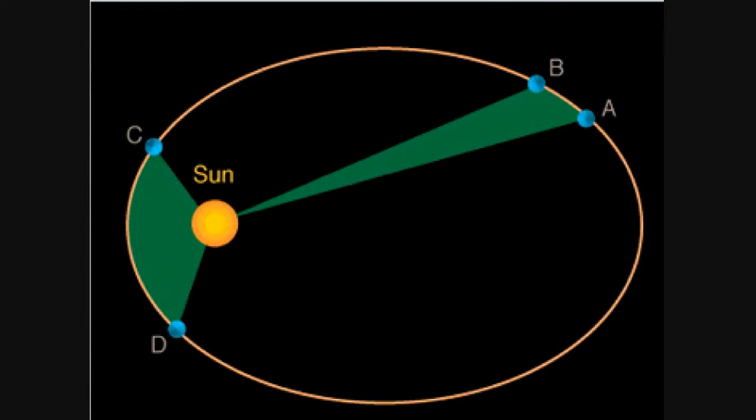Kepler's second law is the law of equal areas. Suppose a planet moves from A to B in some time dt. Then again a planet moves from C to D in time dt. He said that these two green parts, whether the planets are far from the Sun or closest to the Sun, are equal in area. So the area swept between A and B is equal to the area swept by the planet going from C to D.